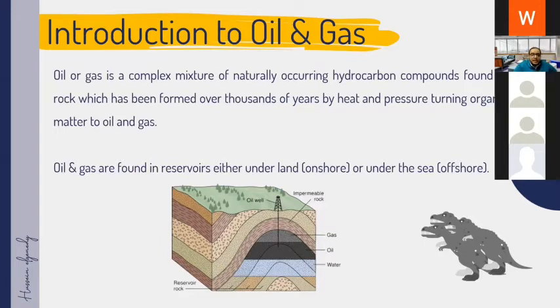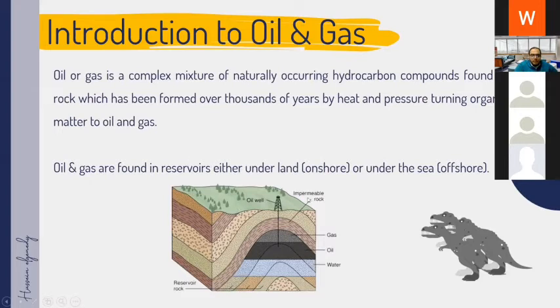The oil and gas are found in reservoirs. This is a typical reservoir. There are a lot of types of reservoirs, but this is a typical one. We are not going to talk today about the types and kinds of all reservoirs, but this is a typical reservoir.